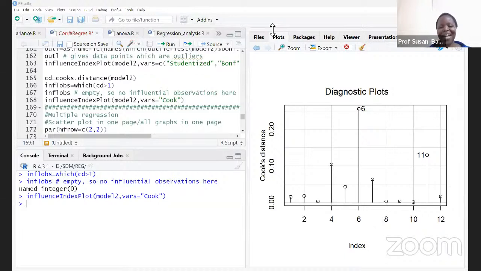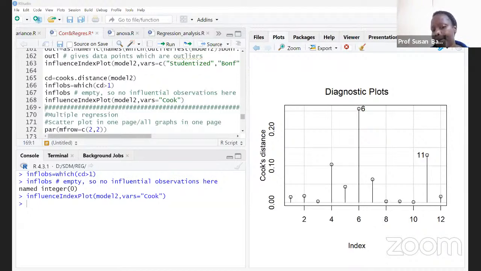I said the Cook's distance has a threshold. Let me write here, Cook's distance has a threshold which is equal to 4 over n, small n. I've written it in the chat. Cook's distance has a threshold of 4 over n. Any value in the observation with a Cook's distance greater than 4 over n is labeled an influential observation.